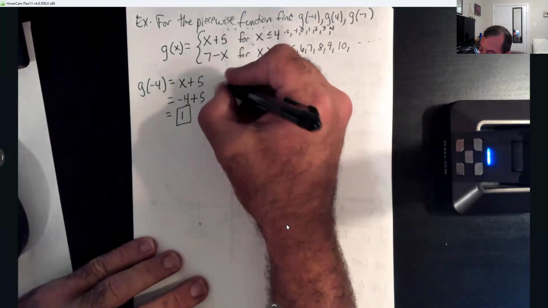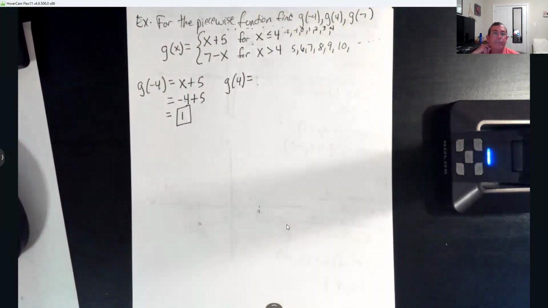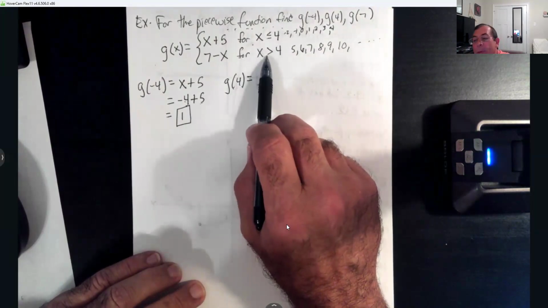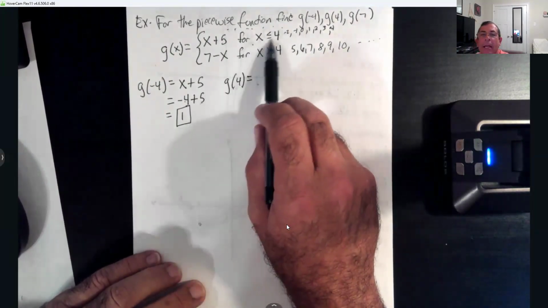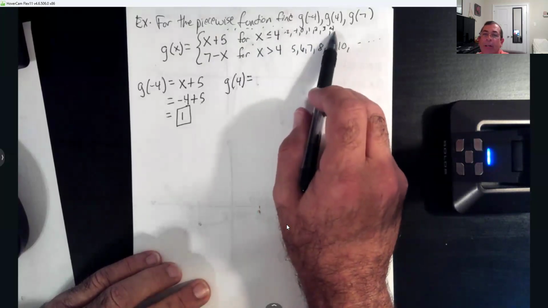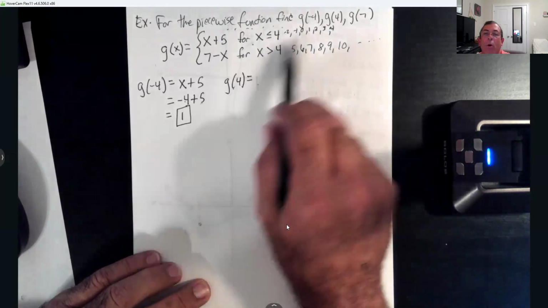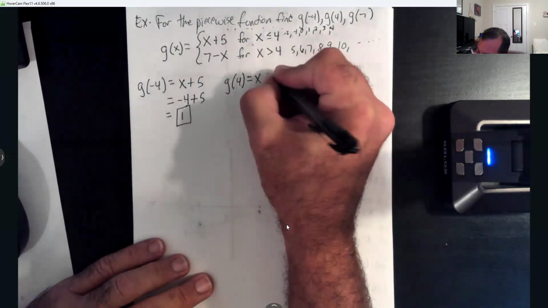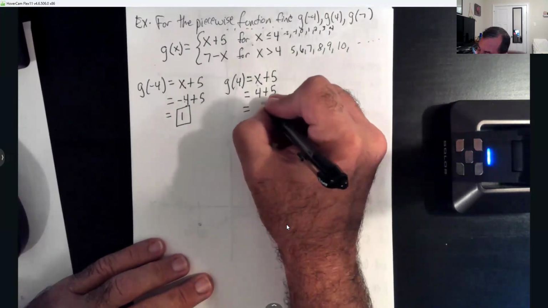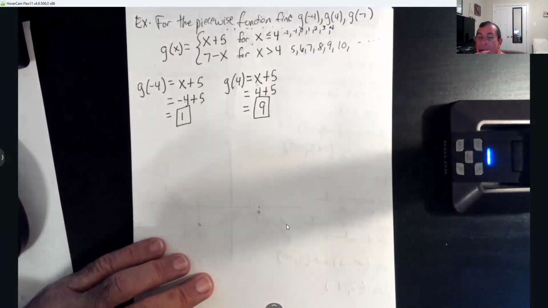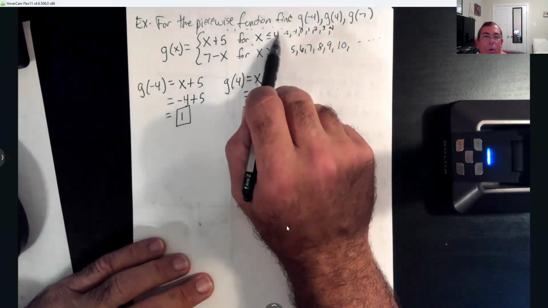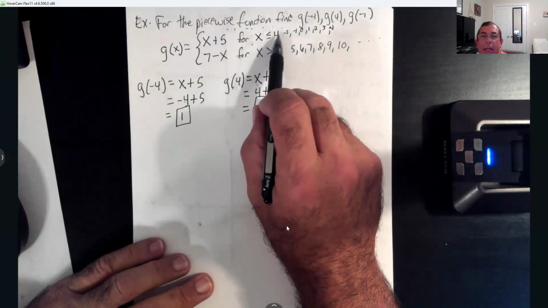They want g of 4 next. So that 4 is either going to be less than or equal to 4, or it's going to be greater than 4. Well, y'all, 4 is equal to 4. So since we got the equals on this 4, we got to use that equation, because we said the biggest number we could use here was that 4, okay? So since 4 is a 4, we're going to use this equation again, the x plus 5. All right, we're putting a 4 in for the x this time. And y'all, 4 plus 5 gives me a 9. So for -4, I use this one because that's less than 4. For 4, I use this one because it was equal to 4.